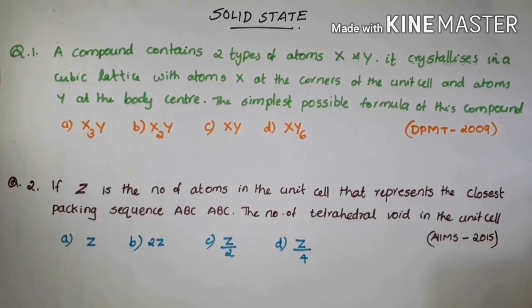Solid state. A compound contains two types of atoms X and Y. It crystallizes in a cubic lattice with atoms X at the corners of the unit cell and atoms Y at the body center. The simplest possible formula of this compound is... answer option C, XY. So we can see the solution of this question.